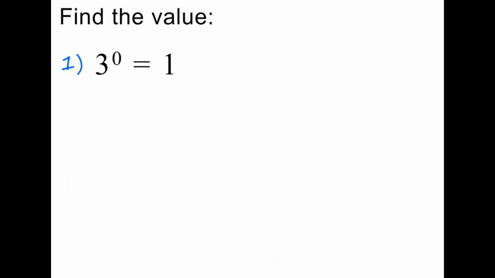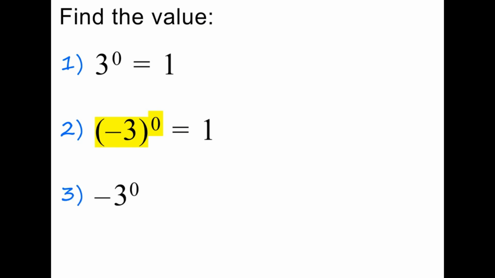We have just seen that 3 to the power of 0 is equal to 1. This is because any number to the power of 0 is equal to 1. This means that minus 3 all to the power of 0 will also be equal to 1. In this example, minus 3 is the base. In other words, the whole bracket is the base.